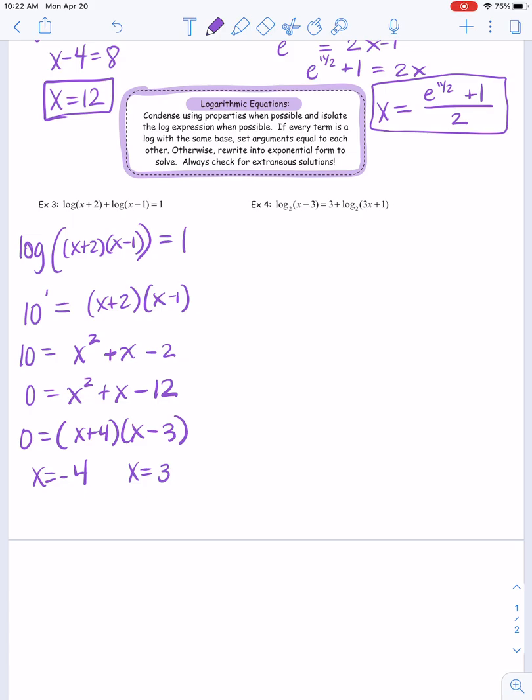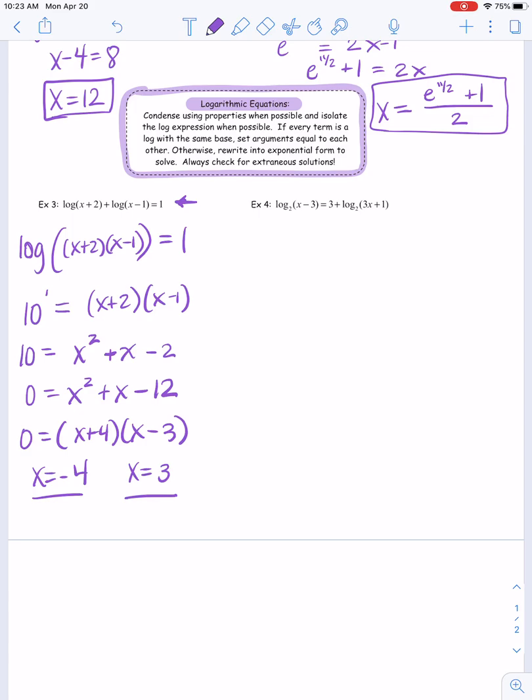x is in the argument of the original problem, so I'm going back right here because I'm going to plug in these two values of x that I have. Like I said, x is in the argument of the equation. Well, if I plug in x as negative 4, I get the log of negative 2 plus the log of negative 5. The red flag should be going off in your brain right now. Your argument can't be negative. Your base can't be negative. The only thing that could be negative in these logarithmic functions and equations is your exponent. Your base cannot be negative and your argument cannot be negative.